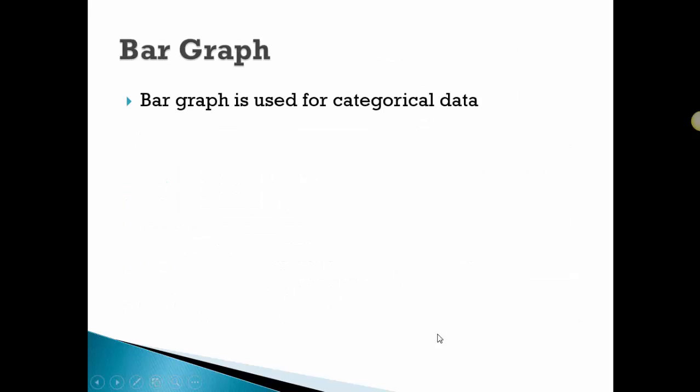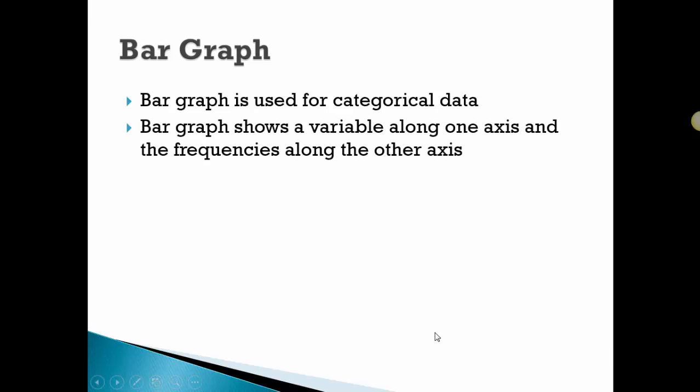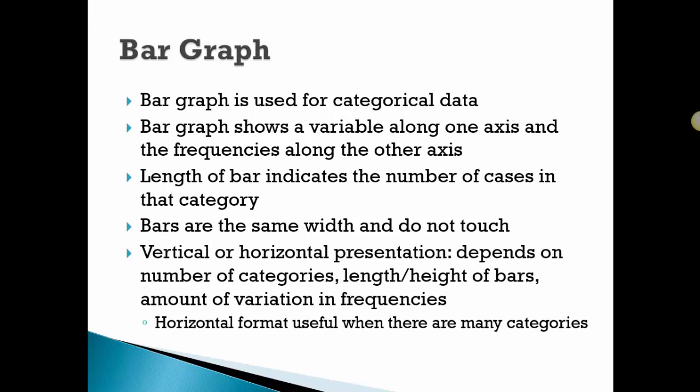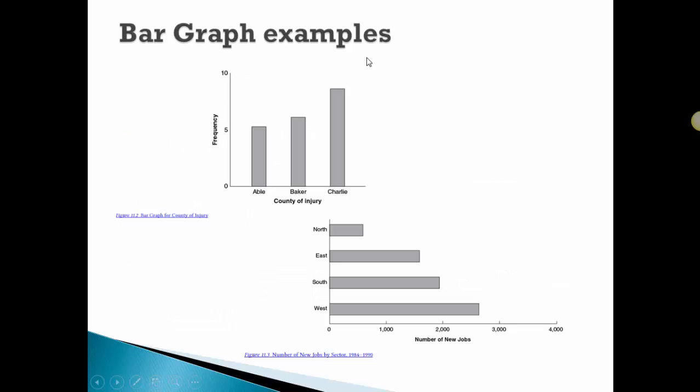Okay, a few kinds of graphs to end this section. Bar graph. Most people have seen a bar graph. Very useful display for categorical data. It shows a variable along one axis and the frequencies, or perhaps the relative frequencies, on the other axis. And the length or the height of the bar indicates the number of cases in each category. We always have the same width bars and they don't touch. And the vertical or horizontal presentation just depends on the number of categories. It's really just a preference.